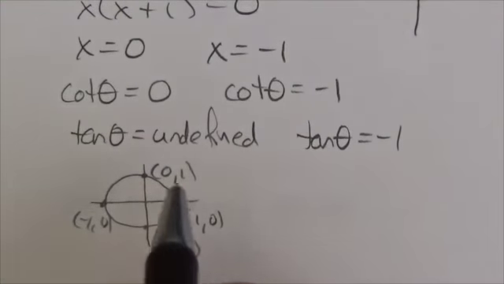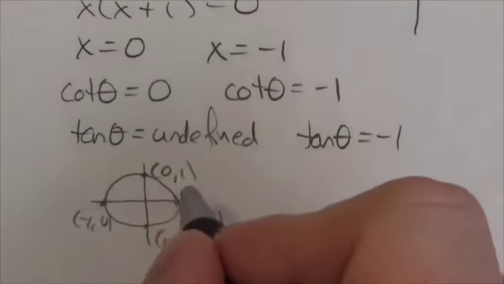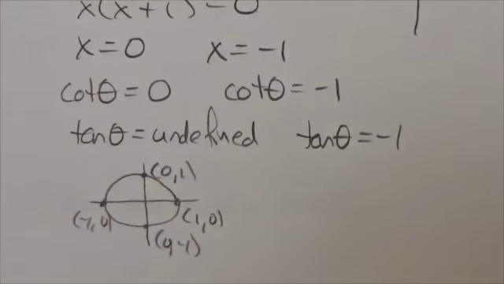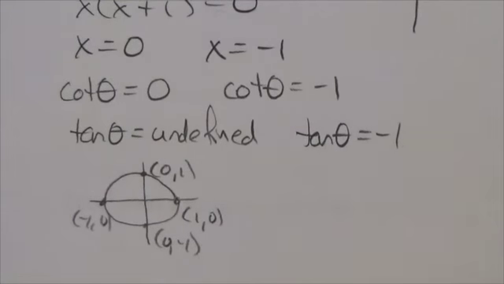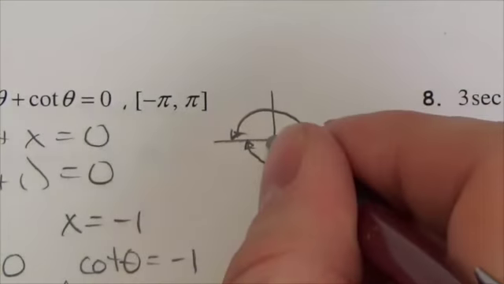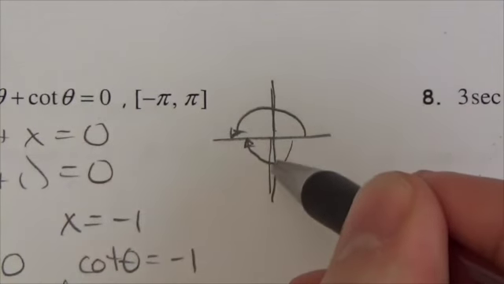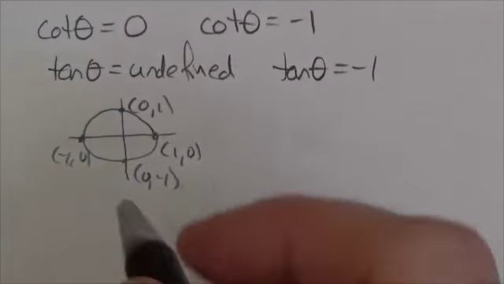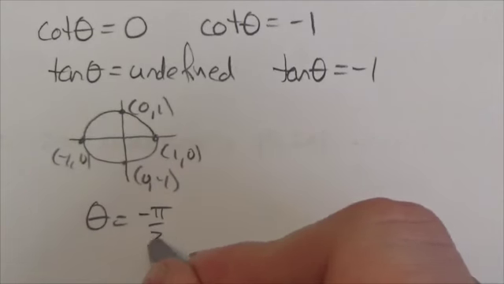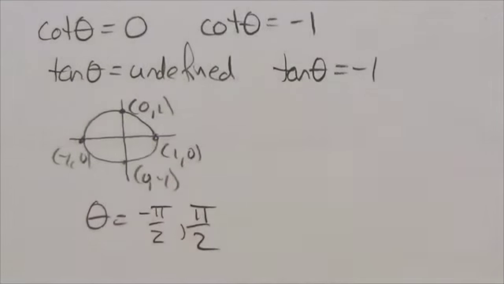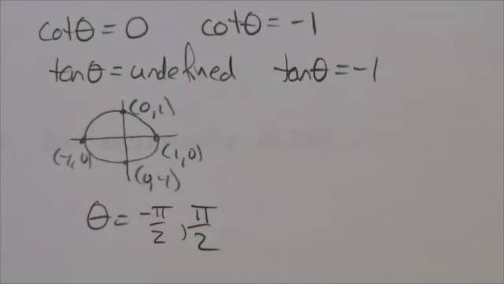And that's going to be undefined when the y-coordinate is 1 and the x-coordinate is 0. Sorry about that. Where the y-coordinate is 1 and the x-coordinate is 0. So that occurs on the y-axis here. So looking at my domain here, to get to the y-axis, it's this quick little rotation here or a little rotation here. So the only two angles that kind of fit in the domain that I've been given will be negative pi over 2 or positive pi over 2. Okay? Along the negative rotation and then along the positive rotation.